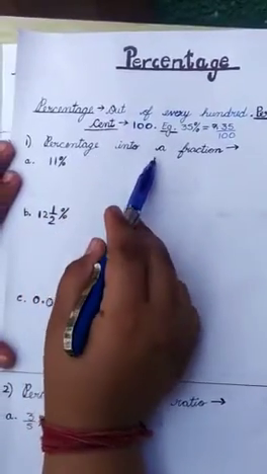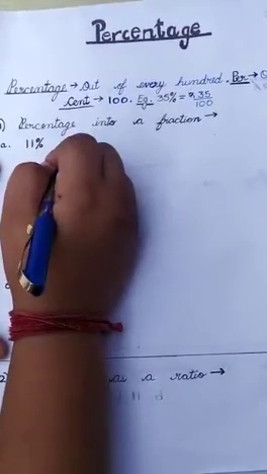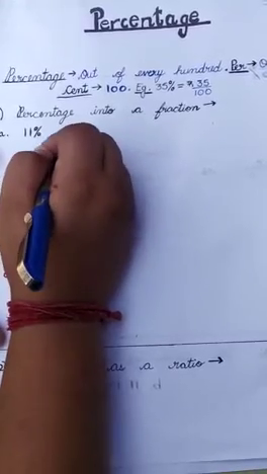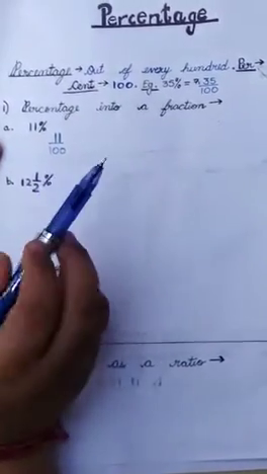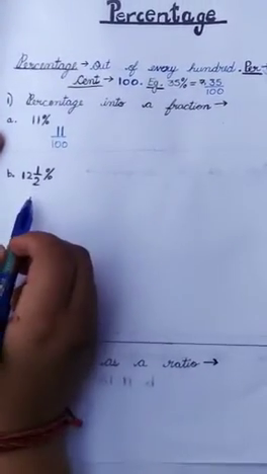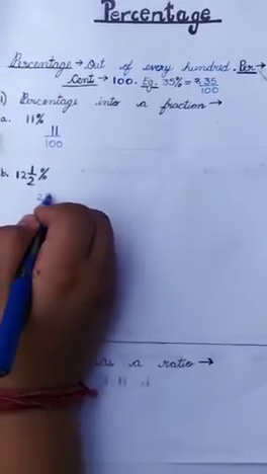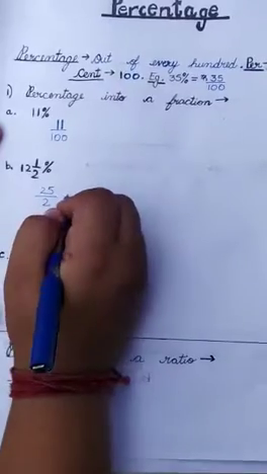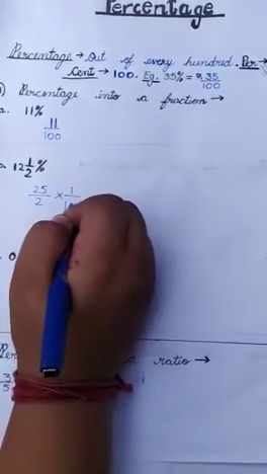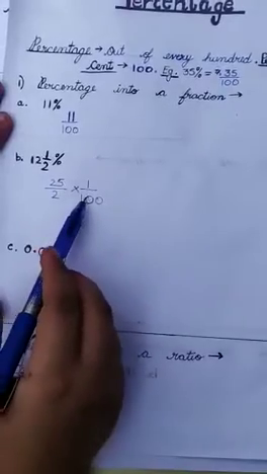How to convert a percentage into a fraction? If 11% is given, 1% is of 100, so 11 upon 100. Now it will be in fraction, 11 upon 100. If 12 1 upon 2% is given, first we will convert it into an improper fraction, so 25 upon 2. And now we will divide it by 100. To convert a percentage into a ratio, fraction or decimal, we have to divide it by 100.